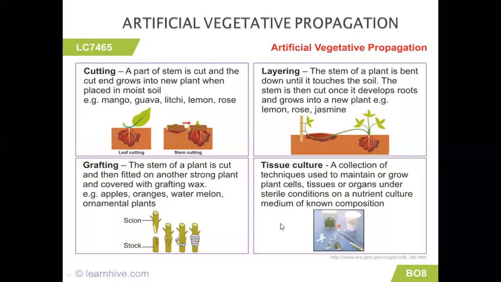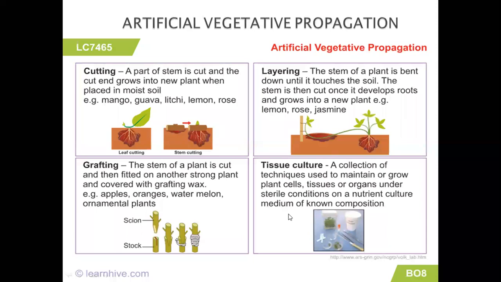change into the multiplied mass of tissues called the callus, right? That callus is then given other conditions, the hormones, the temperature, the enzymes, different conditions are given to them, and they can also grow into a new individual. So that is called the cloning. So one term I introduced you here is the callus. Callus is the mass of tissues which is then cultured again to make a new individual.